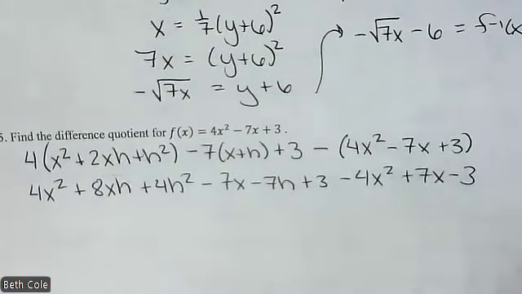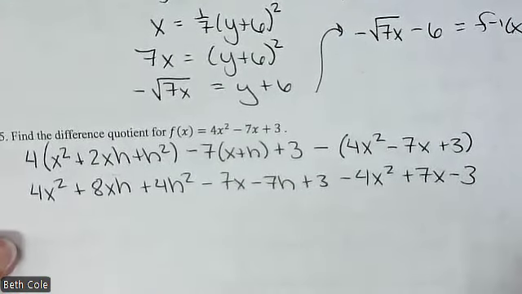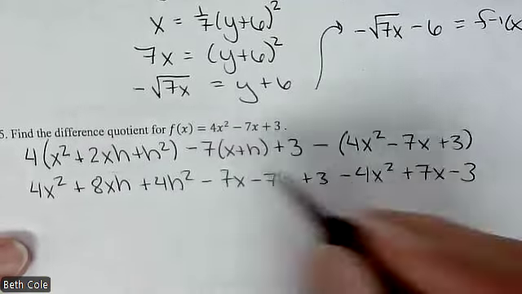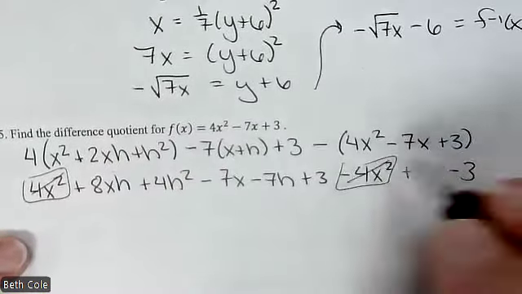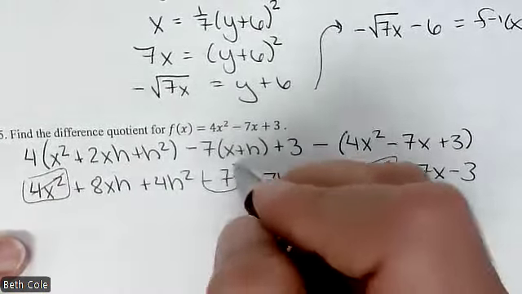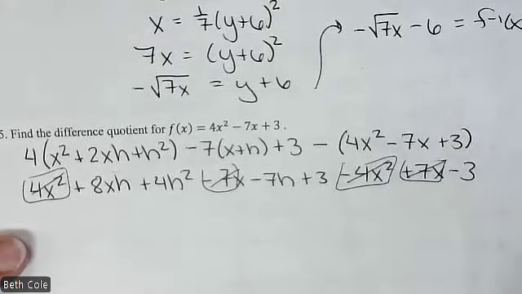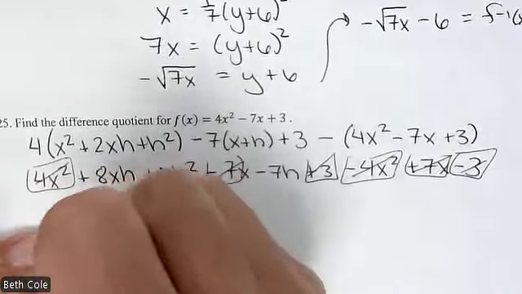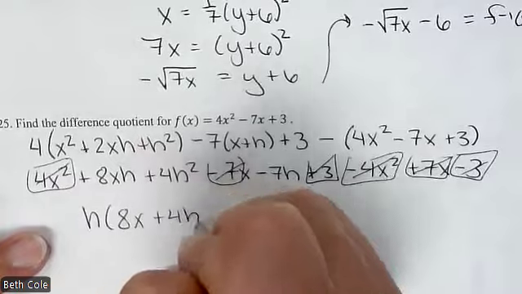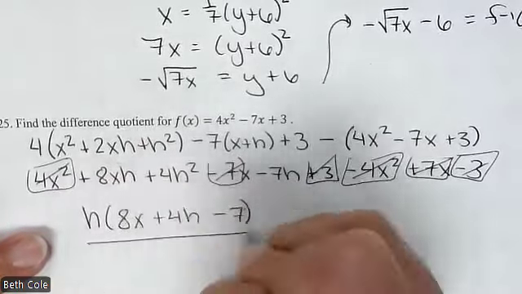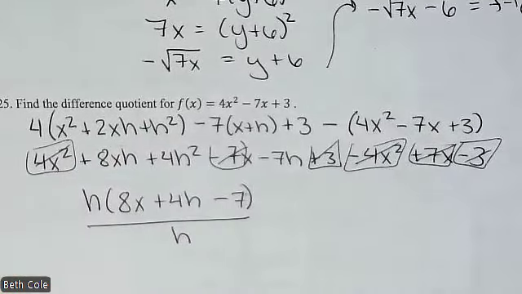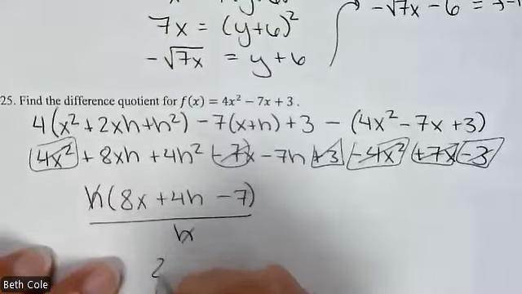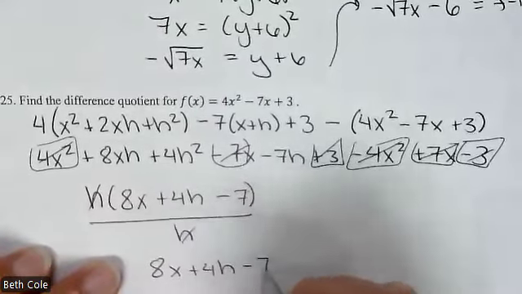So what goes away here? 4x squareds are gone. 7x is gone. One more. 3's are gone. You have 3 terms left and they all have an h. So you're going to factor out an h. And that's where you have to bring that back. Because the final thing that happens is that they cancel. And then this is your final answer.